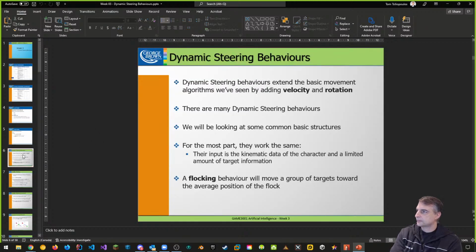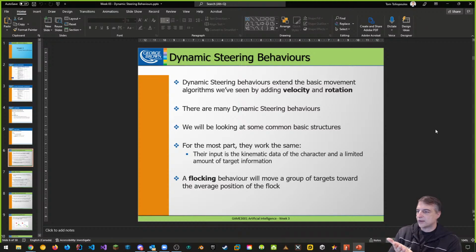Let's move on. So let's talk about steering behaviors a little bit, and let's talk about dynamic steering behaviors again. It extends the basic movement that we've talked about before, but we're adding things like velocity, rotation, acceleration, and deceleration, like we talked about before. And the question I asked you at the beginning of this lecture.